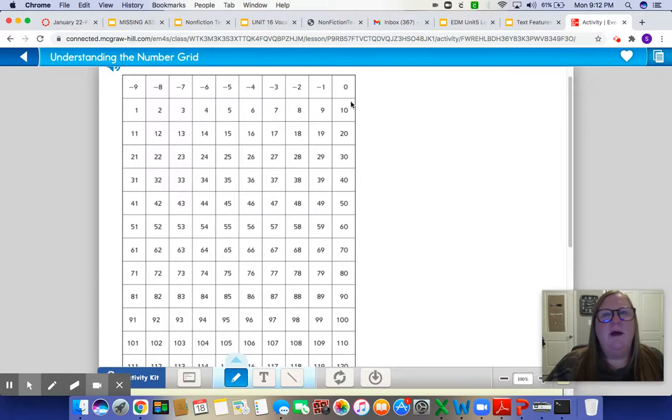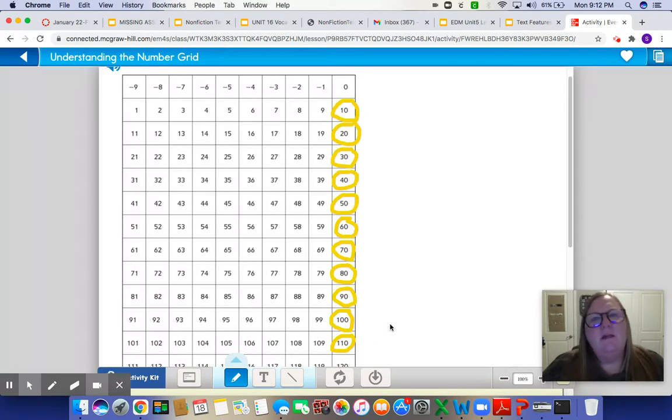So if I was looking for a pattern, I might do this one. 10, 20, 30, 40, 50, 60, 70, 80, 90, 100, 110. We're going to stop right there. So the pattern would be that each time I go down, I am adding 10. We also notice that all the numbers in this column all have a 0. So what other patterns do you notice?